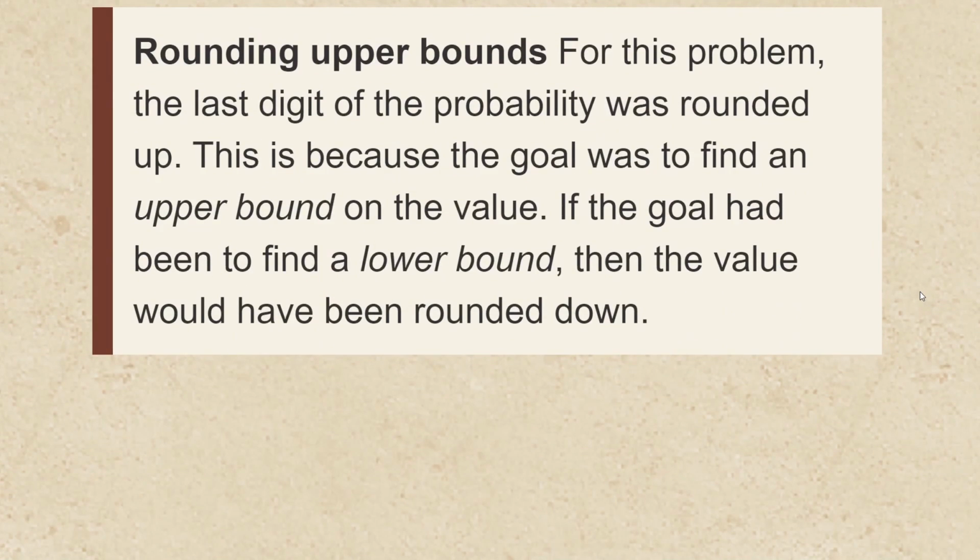Now, for this problem, the last digit of the probability was rounded up. This is because the goal was to find an upper bound on the value. If the goal had been to find a lower bound, then the value would have been rounded down.